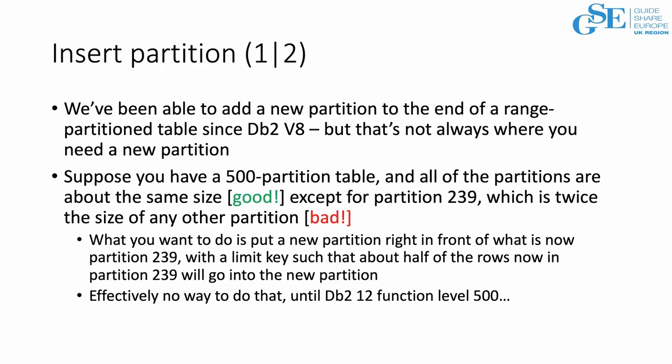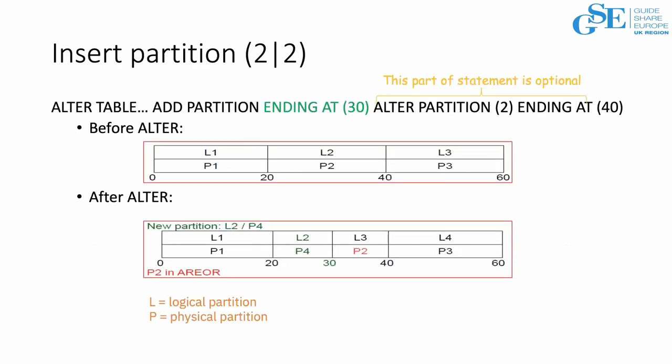Which then, when you do that, you're evening out the size of each of the partitions. This became available in function level 500. You can see in this example how the insert partition works. We have 3 partitions. L is logical and P is physical. Partition 2 is bigger than the other 2 partitions, and what you want to do is even that out.